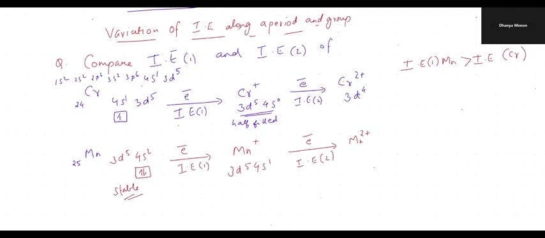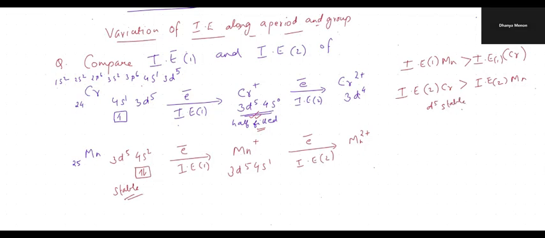What about the second one? For chromium, after it loses one electron, it gets a configuration in which there is no electron in S subshell, but the D is half filled. So definitely it will be a stable configuration. So removing an electron from this chromium ion will be difficult. So the second ionization energy of chromium will be more than the second ionization energy of manganese, because here the D5 configuration is very stable.